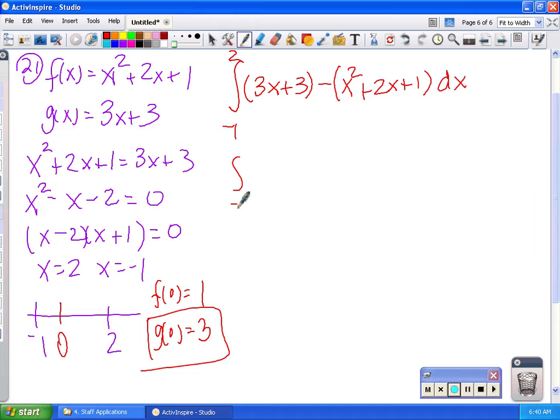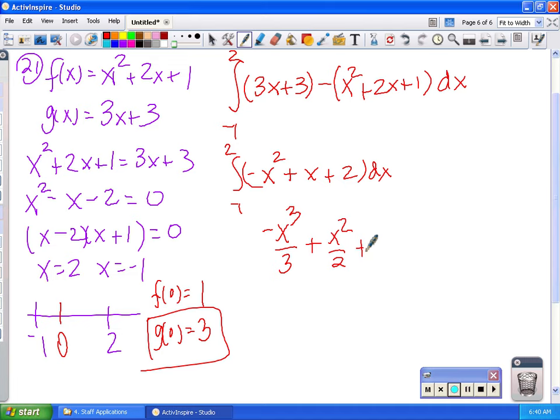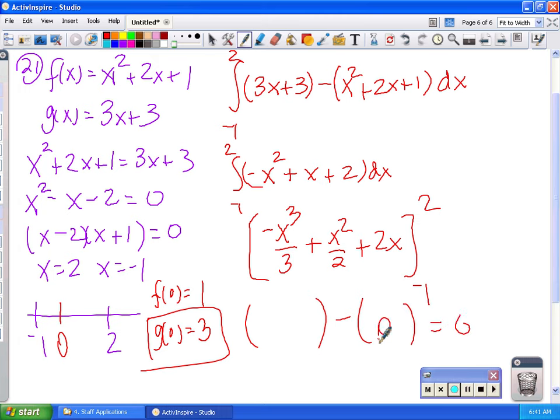I'm going to combine like terms, negative 1 to 2. That would be negative x squared. 3x minus 2x is 1x. 3 minus 1 is 2. I'm going to find the antiderivative, negative x cubed over 3 plus x squared over 2 plus 2x evaluated from negative 1 to 2. Evaluate the function at 2, minus, sorry, let's erase that, it's a mess. Come on, eraser, there you go. Minus the function evaluated at negative 1, and you get your answer. Verify it in the back of the book.